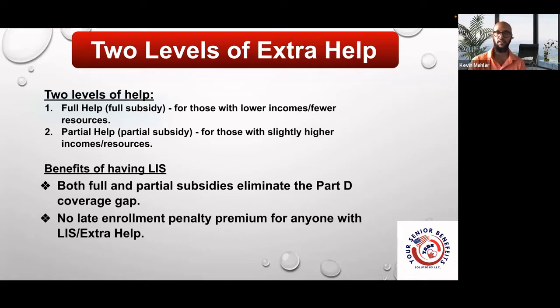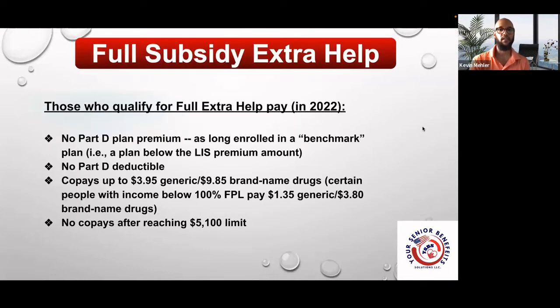There are 4 different stages of medication cycles where, throughout the year, there could be a cost for the individual depending on what medications they take. And then also there is no late enrollment penalty for the premium with anyone that has that LIS or extra help. Okay. All right. And again, if you have any questions here, just let me know.